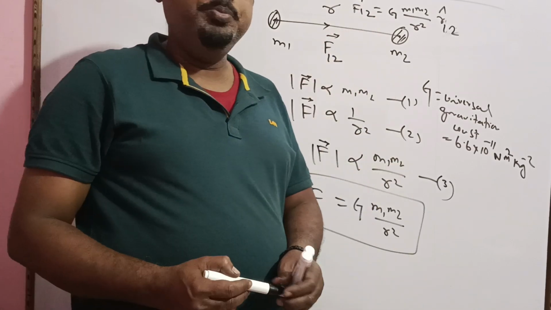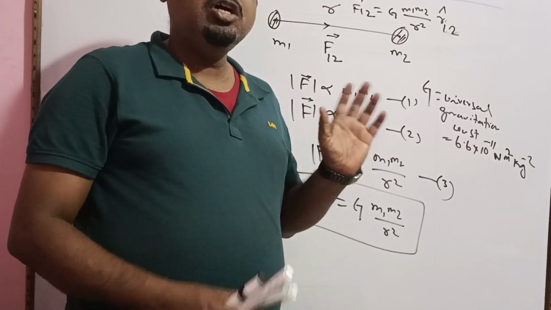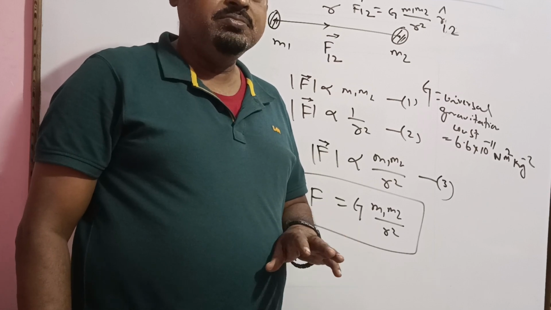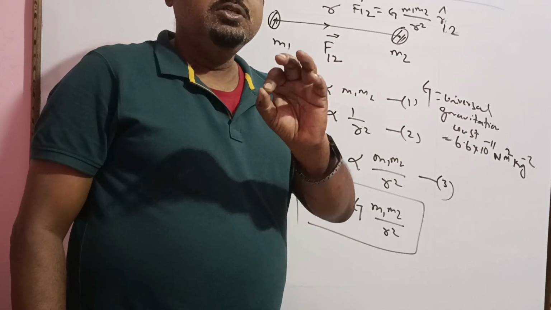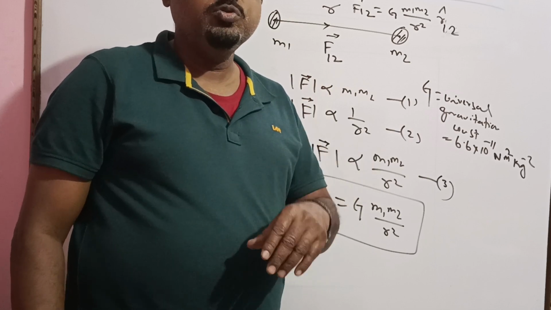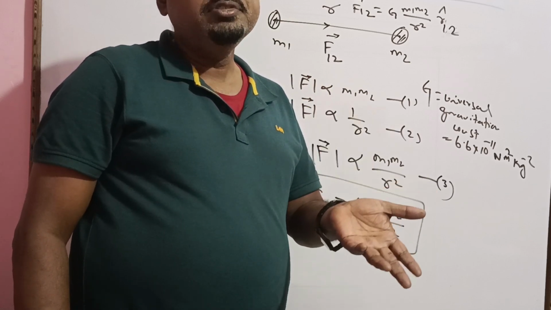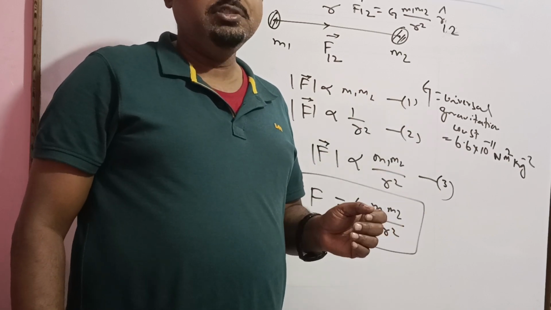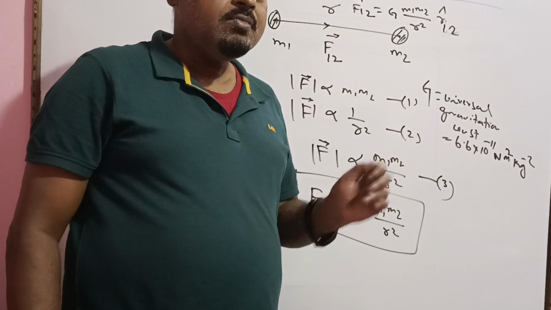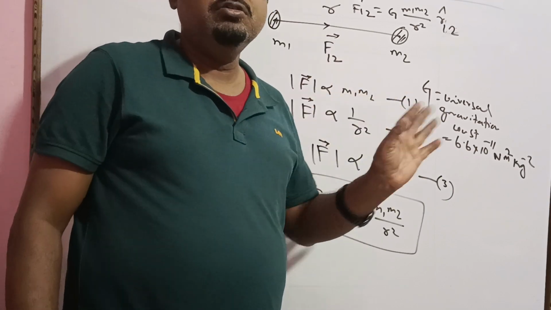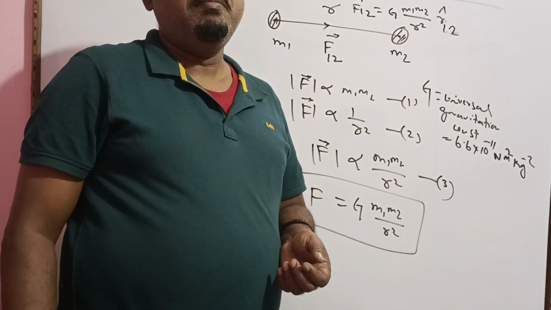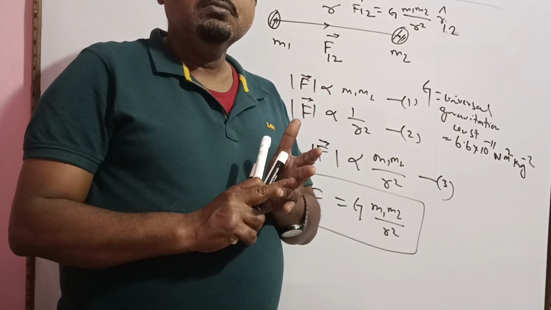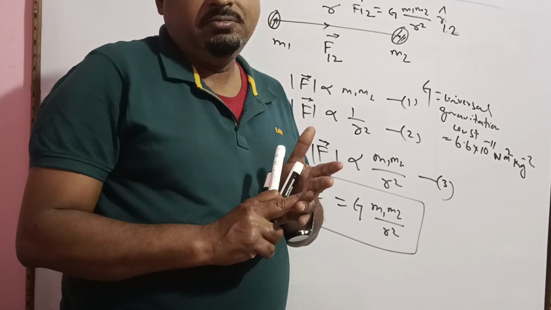Then we come to the properties of gravitational force. Number 1, it is always attractive. Which force is both attractive and repulsive? Coulomb's electric force between two charges, and also Coulomb's magnetic force between two poles. But gravitational force is always attractive, between two masses. Number 2, the force is conservative in nature.